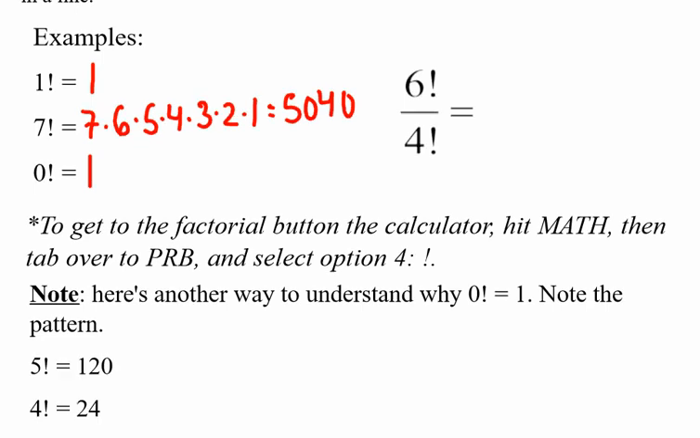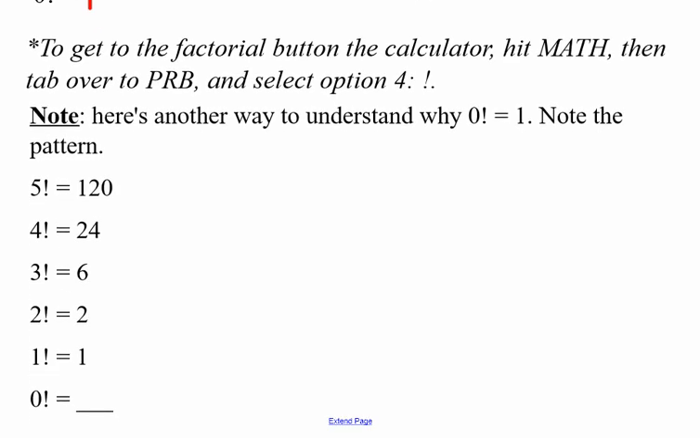Here's another pattern that might help you understand why 0 factorial might be 1. 5 factorial, 5 times 4 times 3 times 2 times 1, is 120. 4 factorial is 24. 3 factorial we saw was 6. 2 factorial is 2. 1 factorial is 1.